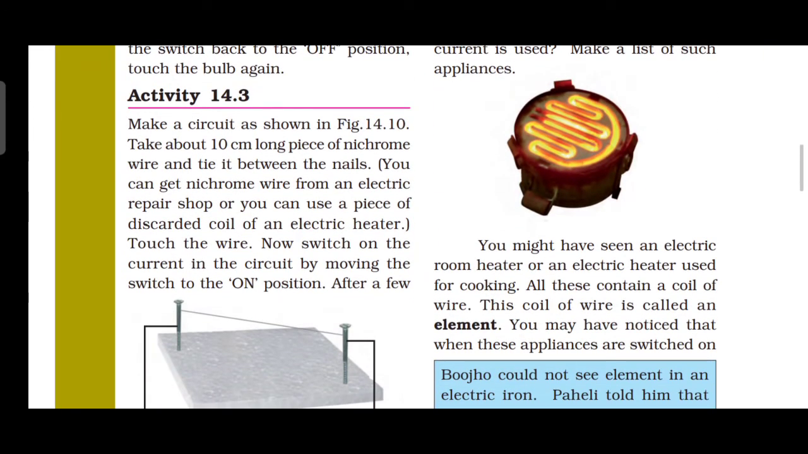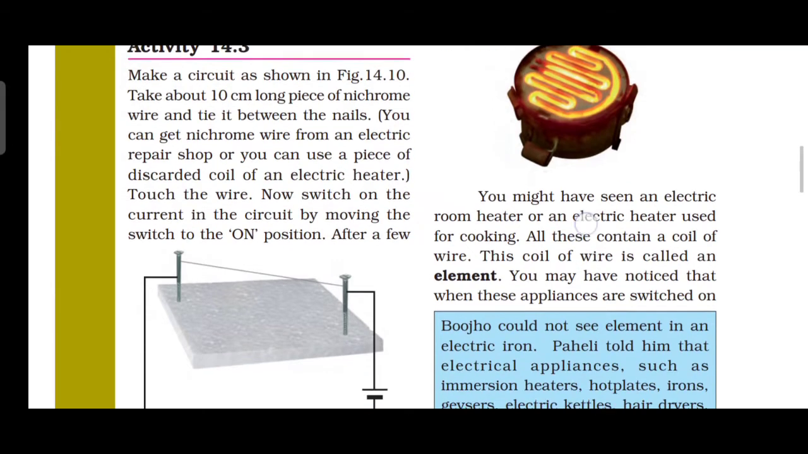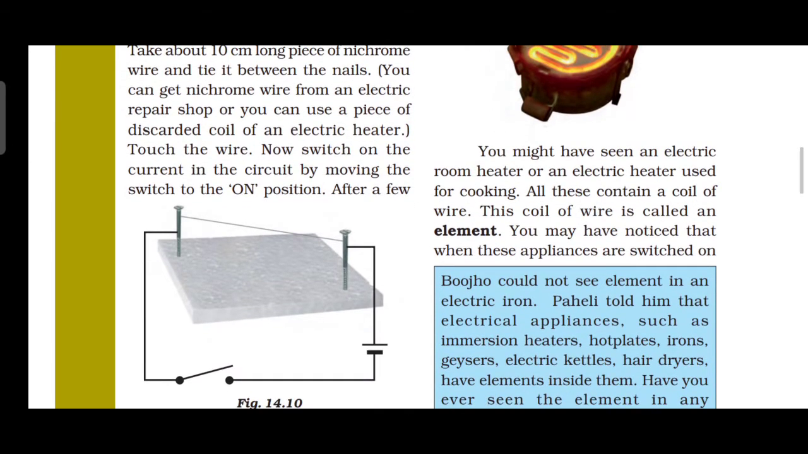Okay, now we are going to make a circuit. First, what do we want to take? A 10 centimeter long piece of nichrome wire, and tie it between the two nails. See the picture. They are tying the wire to the two nails. You can get the wire from an electric repair shop, or you can use a piece of a discarded coil of an electric heater also.